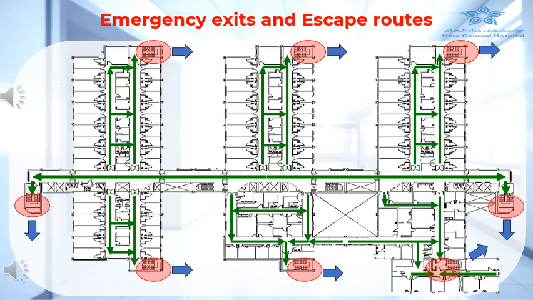The green lines indicate the paths of access to emergency exits. The red circles show the emergency exits with the discharge port from inside to outside. The blue arrows show the path from the outside to the assembly points.